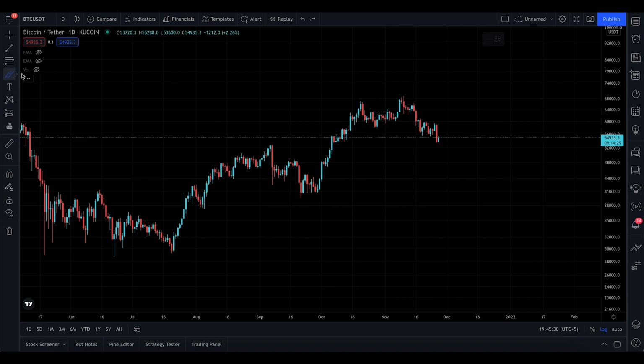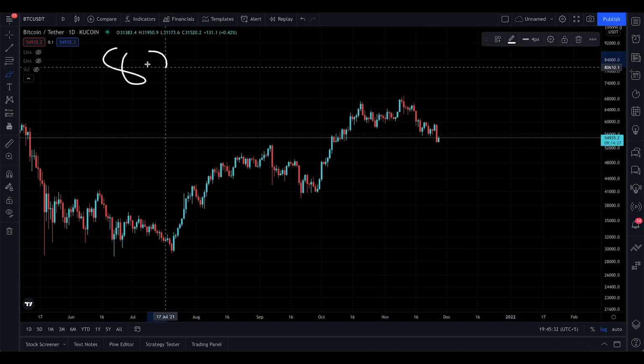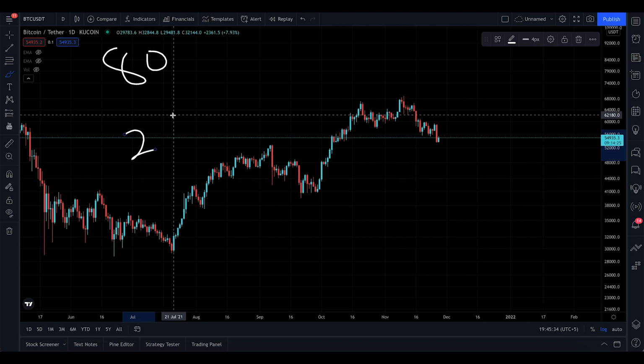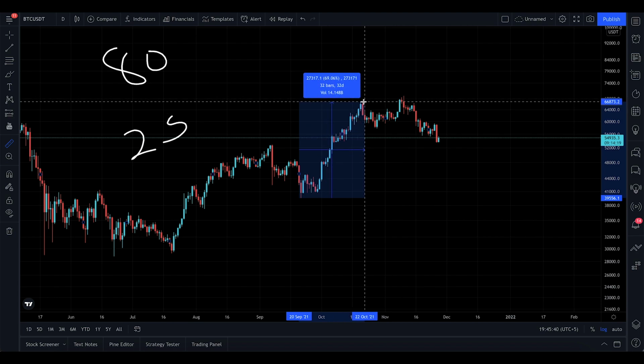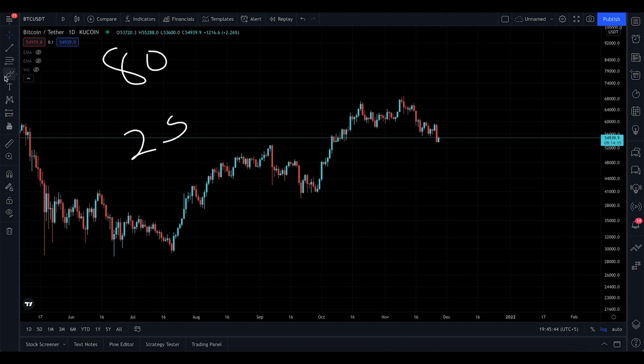So 80% and 25% correction. I'm gonna just write it here on the side: 80%, and then a 25% correction. What about the second wave, from here to this place? That's 70%, okay? Nearly 70%.